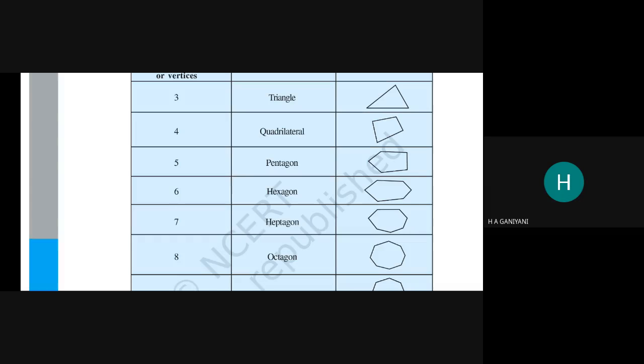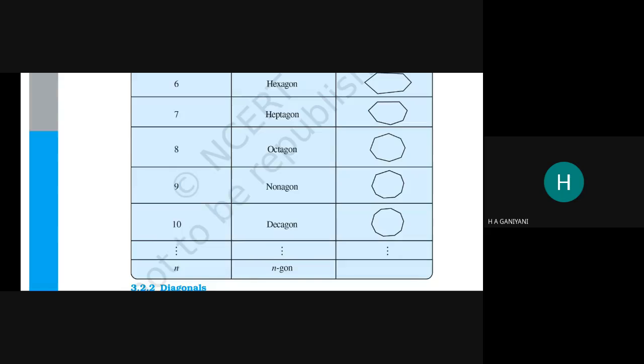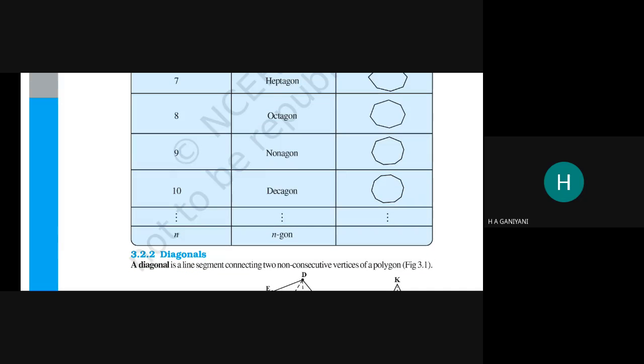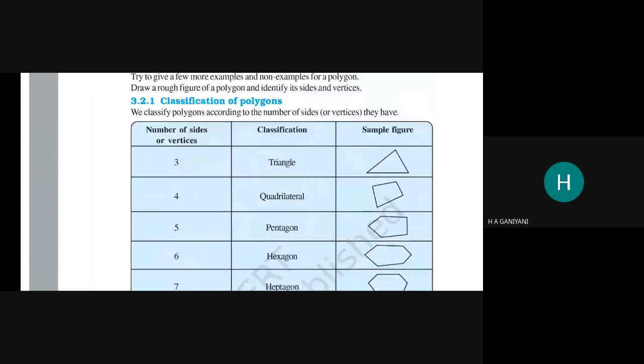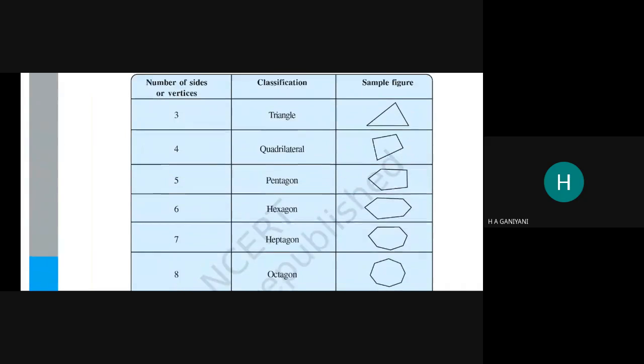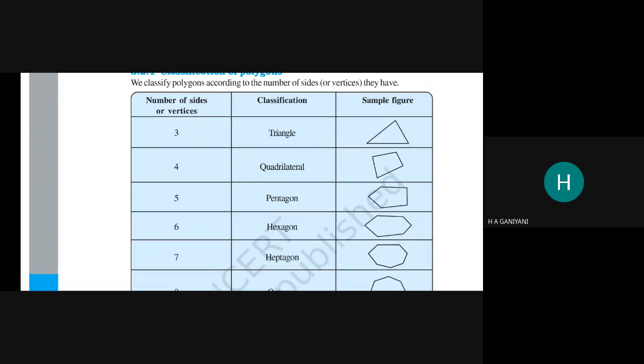If you have nine vertices, it is a nonagon. And if you have 10 vertices, it is a decagon. And if you have n vertices, it is an n-gon. Okay, so please remember this table because we have to use it in this chapter.